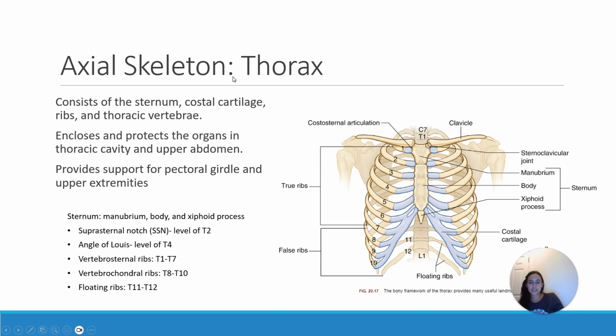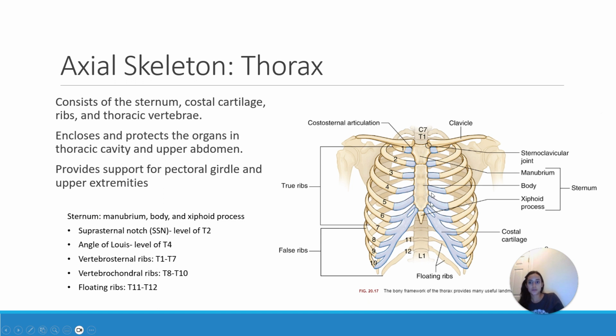Finally, the thorax. The thorax right here consists of the sternum, costal cartilage, which is all the blue, the ribs, which is 12 of them, and the thoracic vertebrae, which again is 12 of them. The thorax encloses and protects the organs in the thoracic cavity and the upper abdomen, and it provides support for the pectoral girdle and the upper extremities.